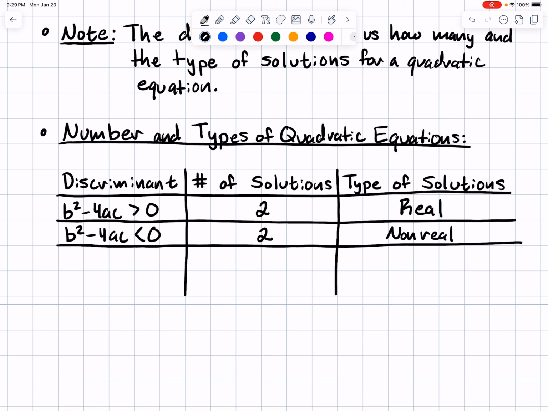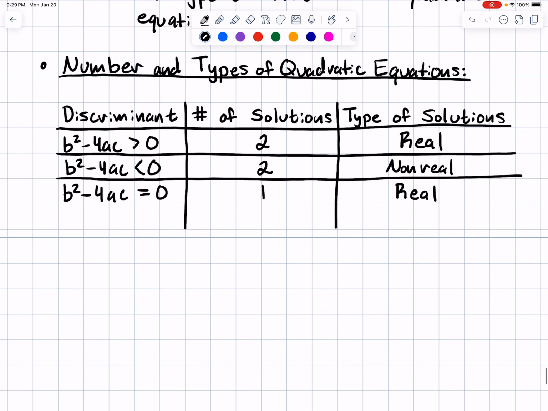And then if b squared minus 4ac equals 0, we will only have one solution and it will be a real solution. So these are the three possibilities for your discriminant. So let's practice with them.